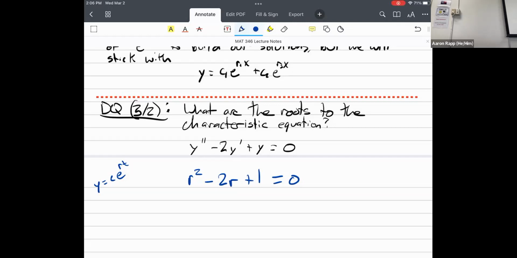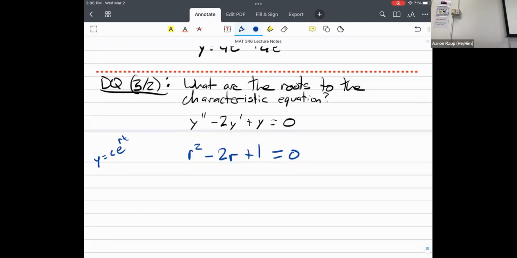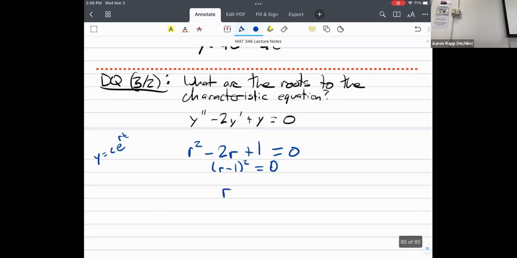Well, I need to factor it. What does this factor into? r minus 1 quantity squared. So then this is going to be equal to 0 when r is what? 1. Are there 2 roots here or 1 root? Just 1. You get 1 repeated twice, but there's only going to be 1 unique value.